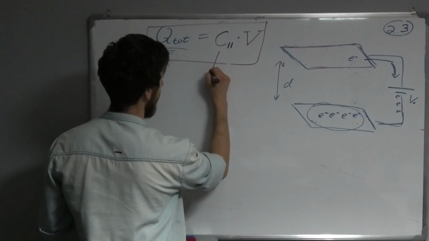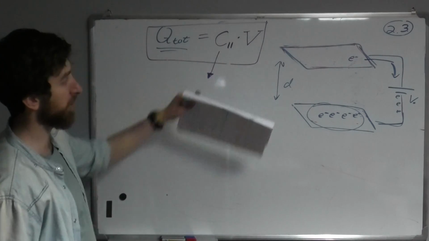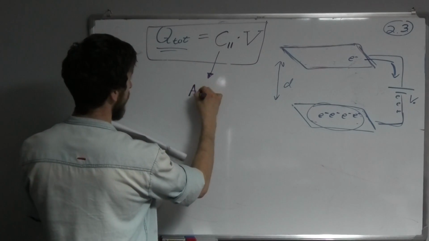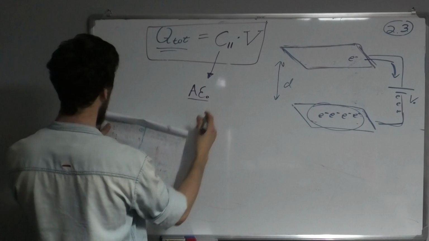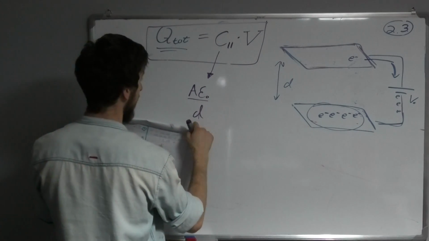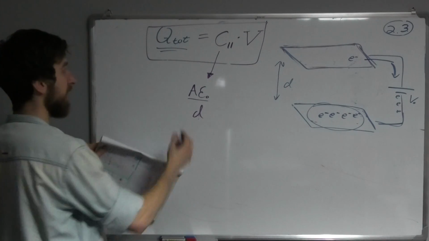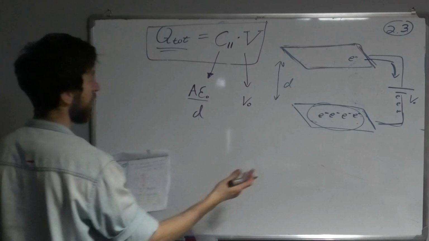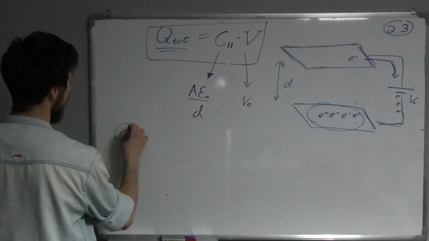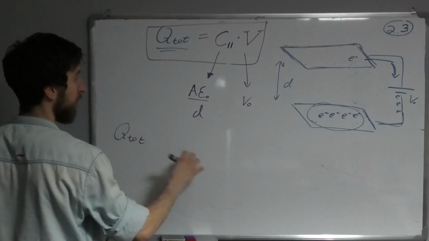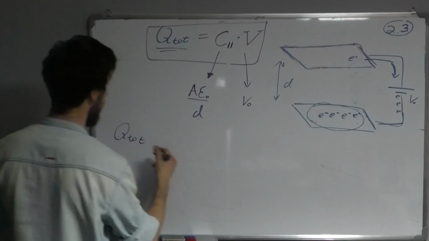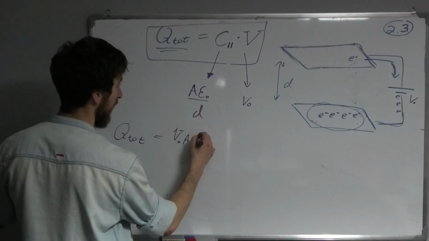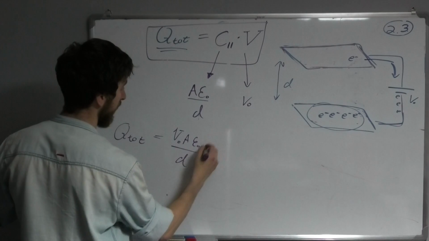And for a plate capacitor, you actually saw in the lecture that C is equal to A multiplied by epsilon 0, divided by D, right? And in our case, V is V0. So the general result is that the Q total, the charge that accumulates on each plate, is going to be the same, and it's going to be V0 A epsilon 0 over D.